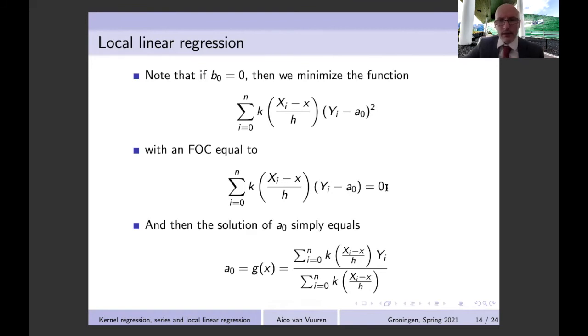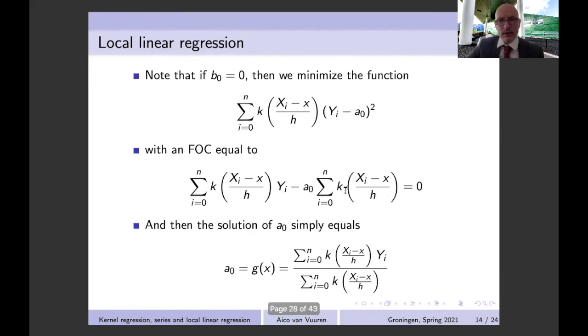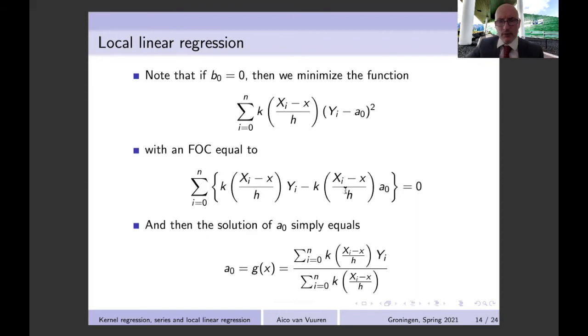And then the next thing we can do is that we can get rid of the parentheses that we have over here. Then we get k, our kernel function, multiplied by y, and then another time our kernel function multiplied by -a0. So therefore we get this relationship that we have over here.